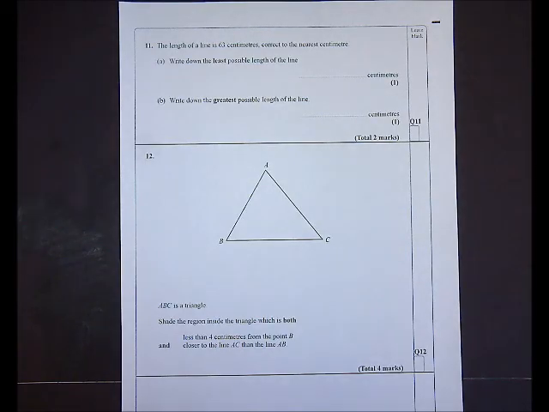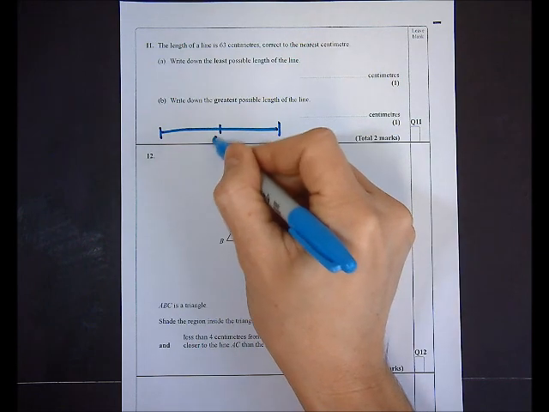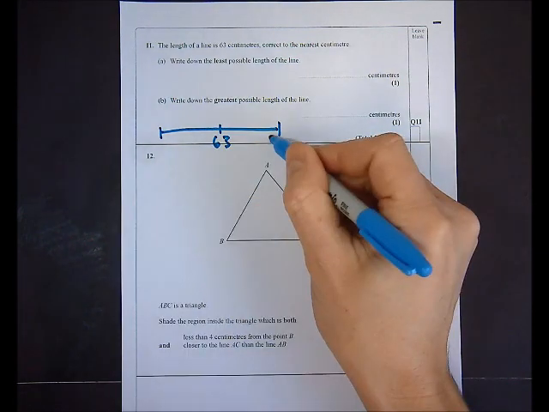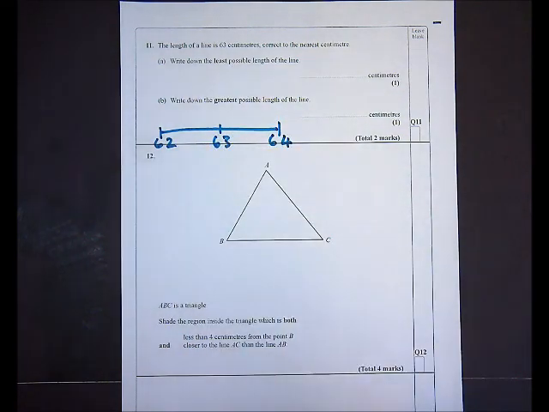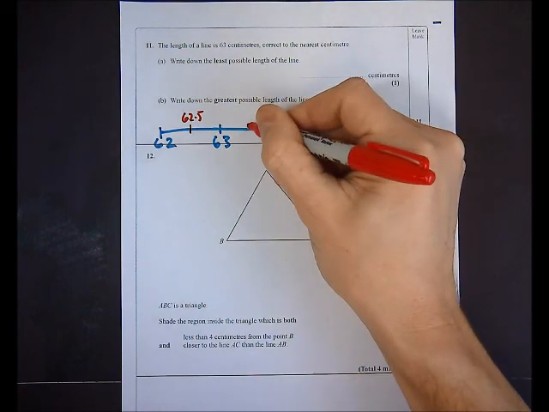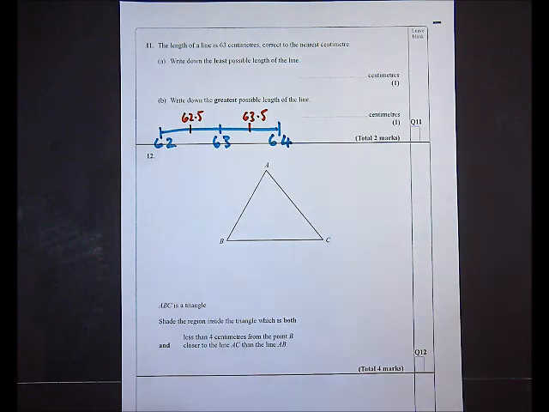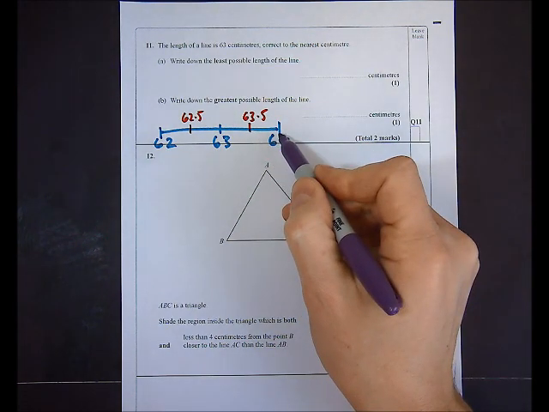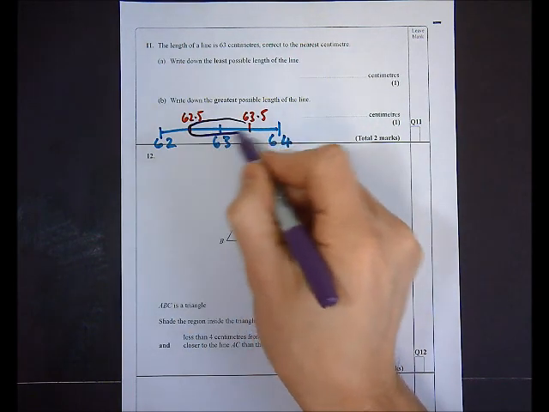On question 11, I'm told that the length of a line is 63 centimetres correct to the nearest centimetre. So that means that the line is 63 centimetres to the nearest centimetre. And the nearest centimetre above that is 64, and below is 62. And therefore, in the middle, I've got 62.5, and in the middle here, I've got 63.5. So anything above 63.5 would actually round to 64, and anything below 62.5 would round to 62. So it's this area I'm interested in here.